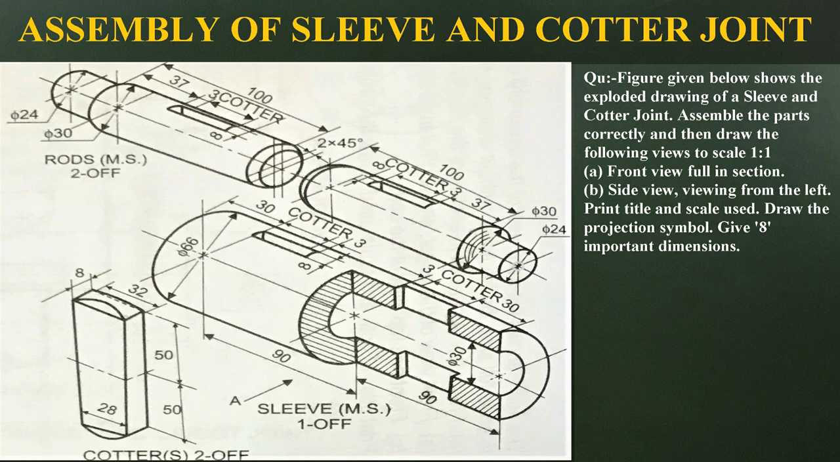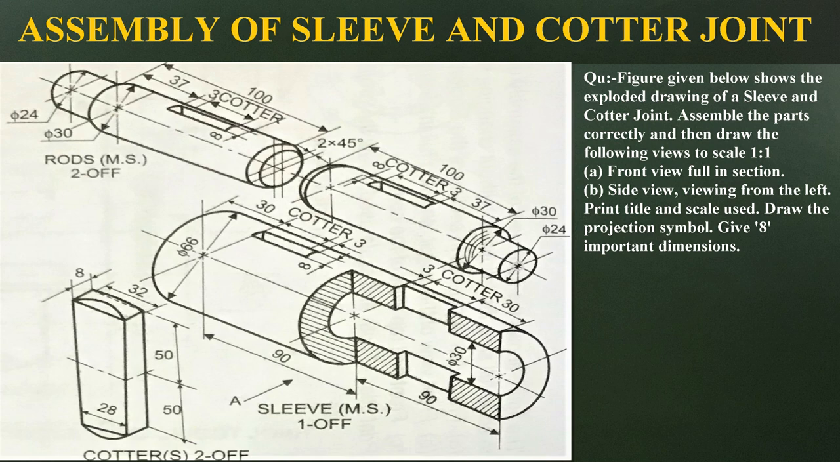Then for the cotter slot, the distance is 30 from the extreme left and 30 from the extreme right. So we have two cotter slots for two cotters. Again, the thickness is 8, and 3, which is again the clearance. Then lastly, the cotter. For the cotter, the upper width is 32, the lower width is 28, the total length is 50 + 50, 100, and the thickness of the cotter is 8.